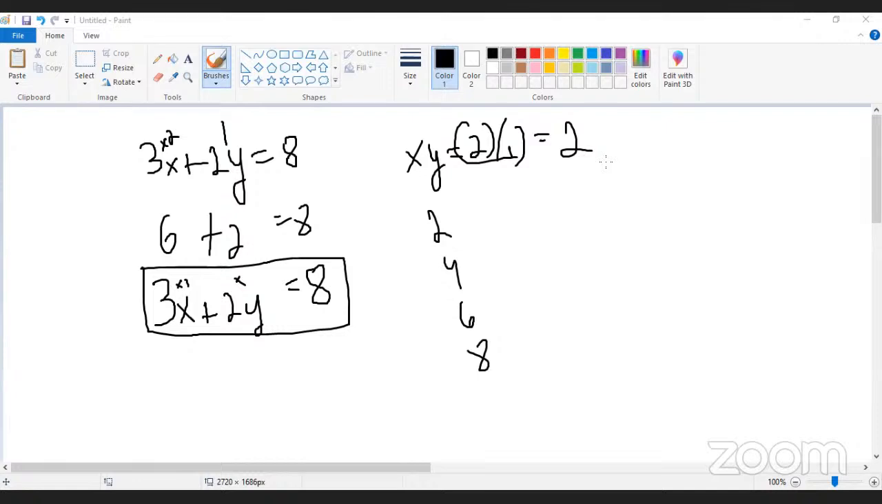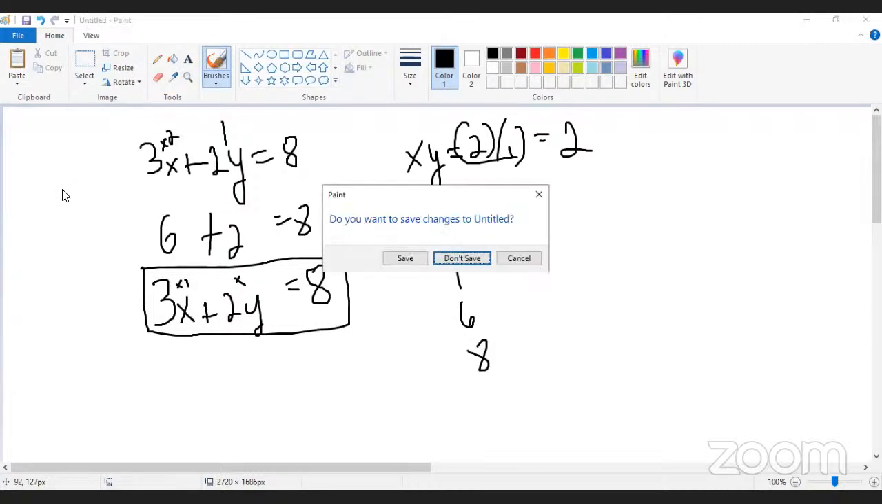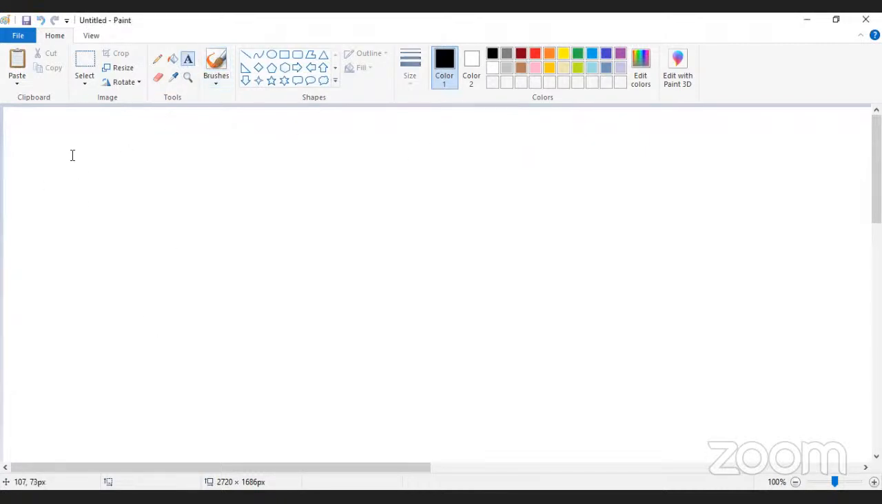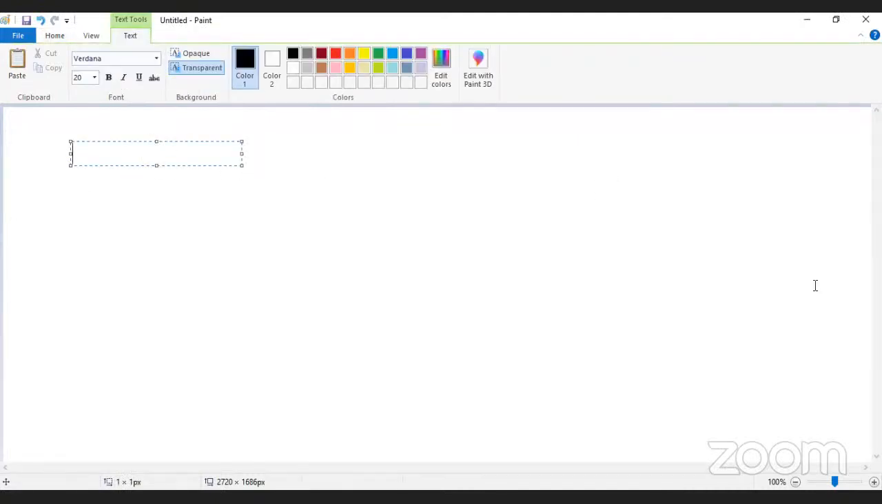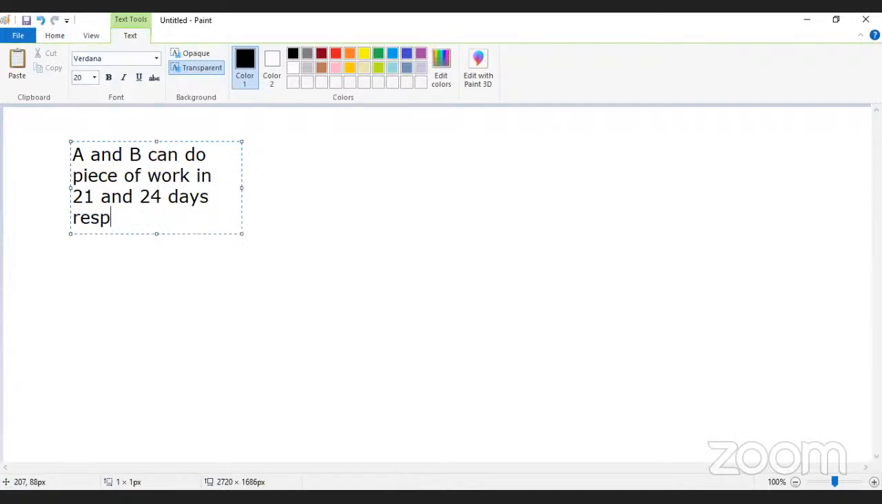Next, time and work. Let's take A and B. A and B can do a piece of work in 12 and 24 days respectively.